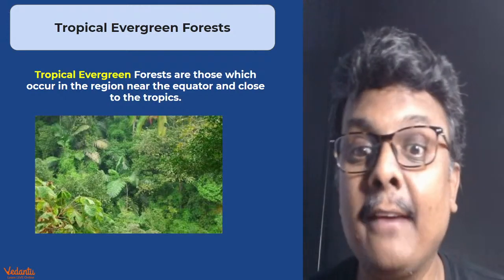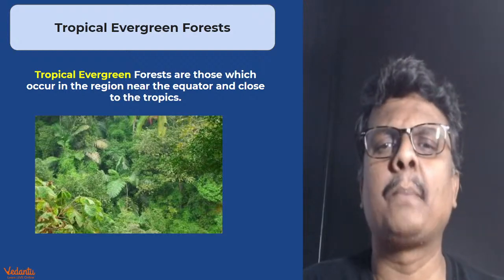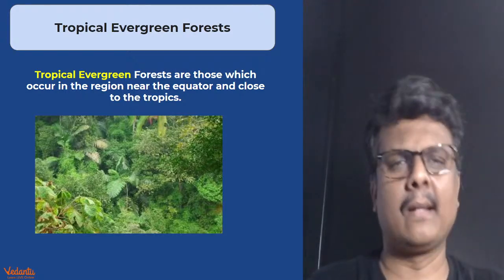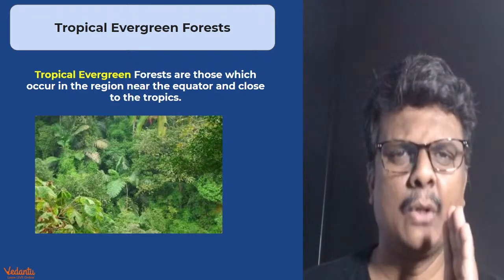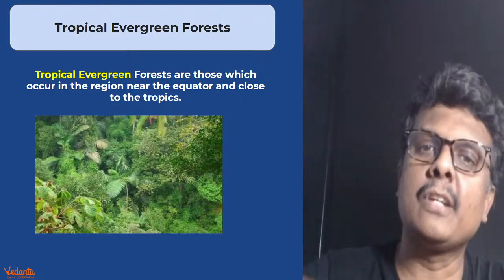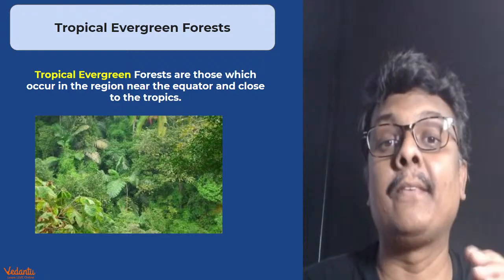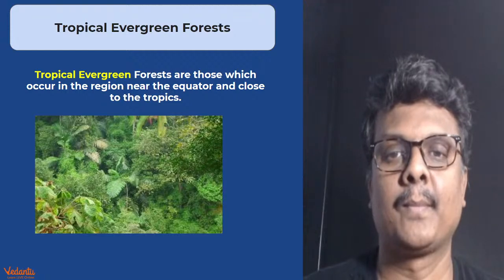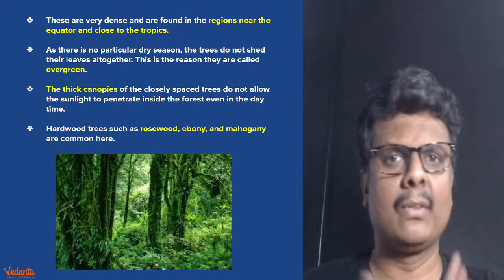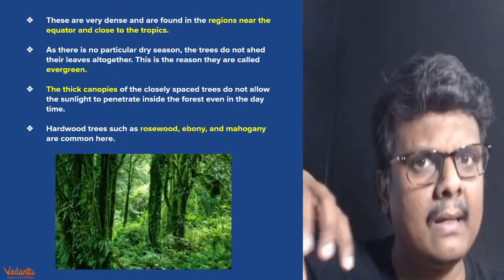So tropical evergreen, look at the picture, that is a typical tropical evergreen. Guys, very close to the equator, the way we have India, very close to the equator, you have the tropics, right? Tropical areas. And forests growing around this are called tropical evergreen forests. They are very close to the equator, very dense. Most of the Ghat regions in India fall under this.